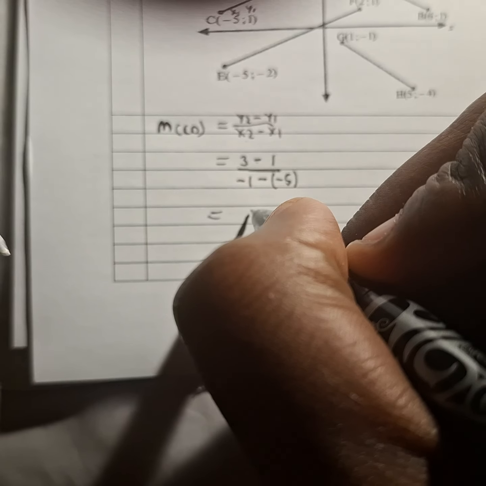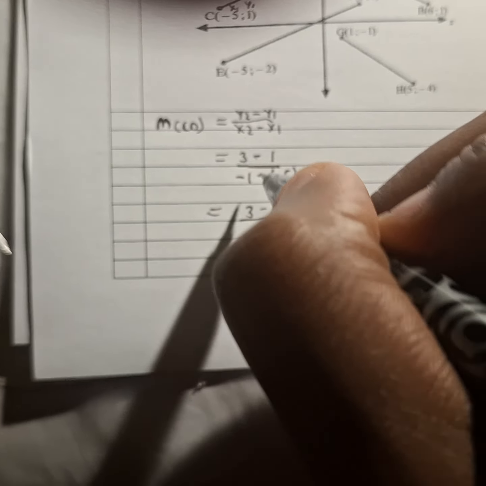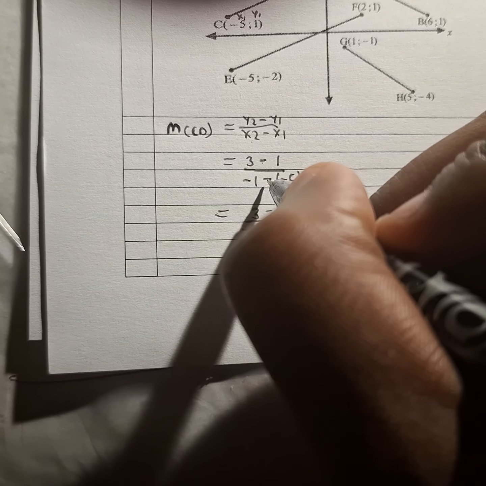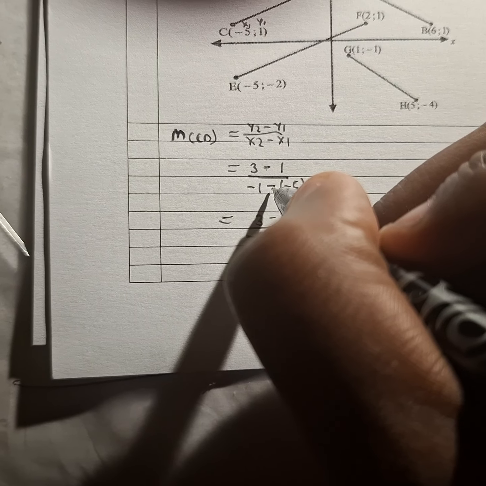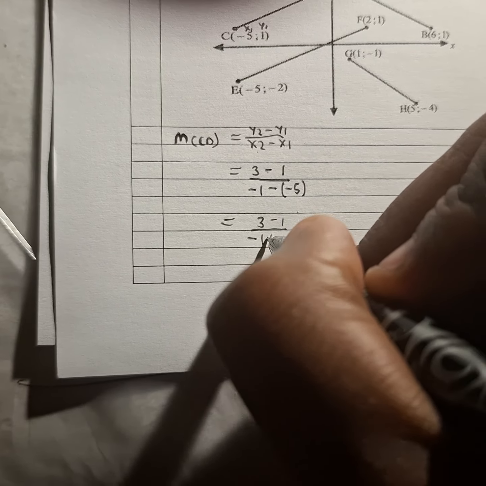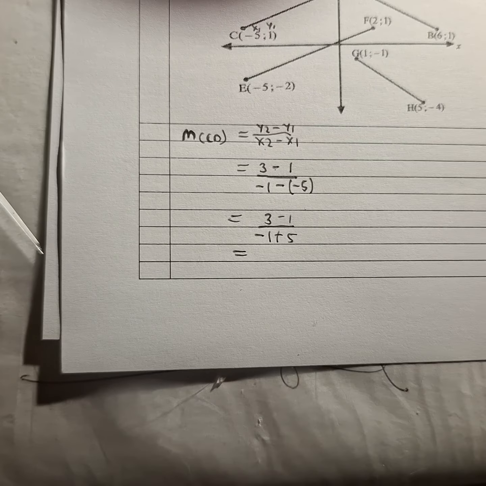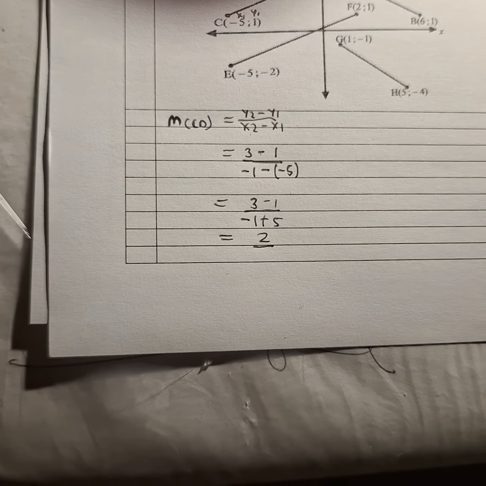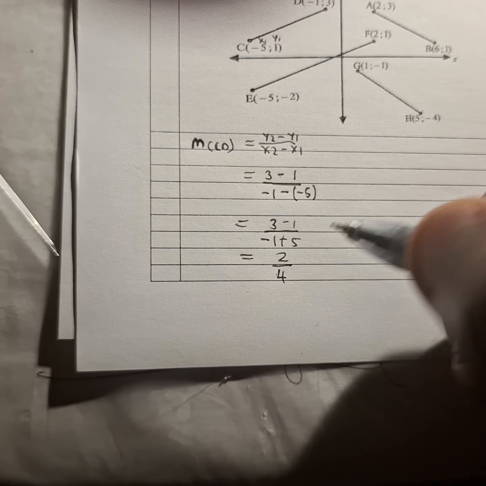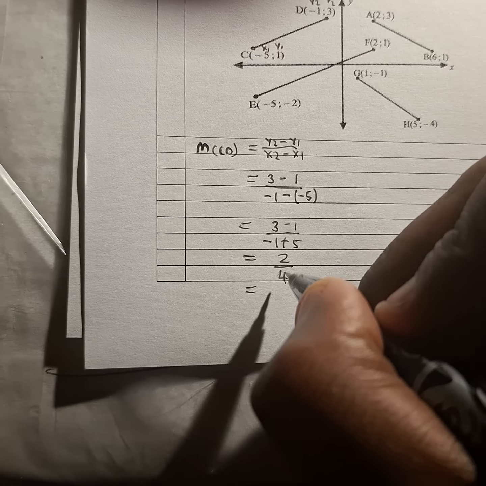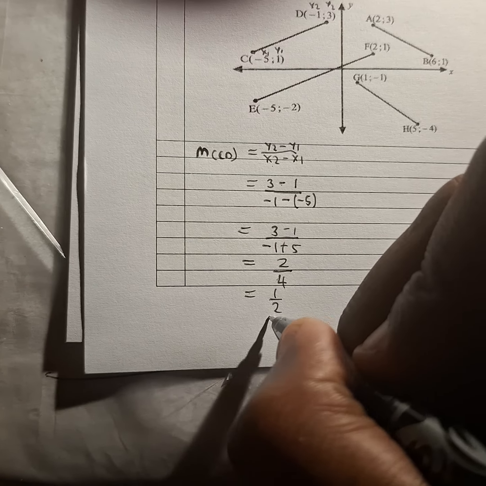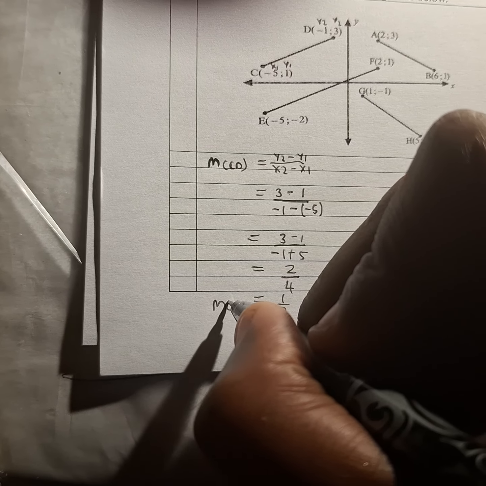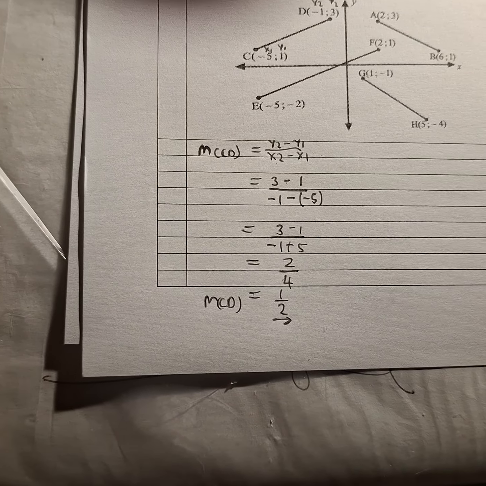Then what's 3 minus 1? Just want to resolve the sign in the denominator. Then I will actually add and subtract the numerator and the denominator. So minus negative times a negative is positive 5. So final answer, what's 3 minus 1? 3 minus 1 is 2. What's negative 1 plus 5? It is 4. Now you should know that you can simplify this further, because our answer needs to always be simplified. That means the gradient of CD is actually equal to a half.